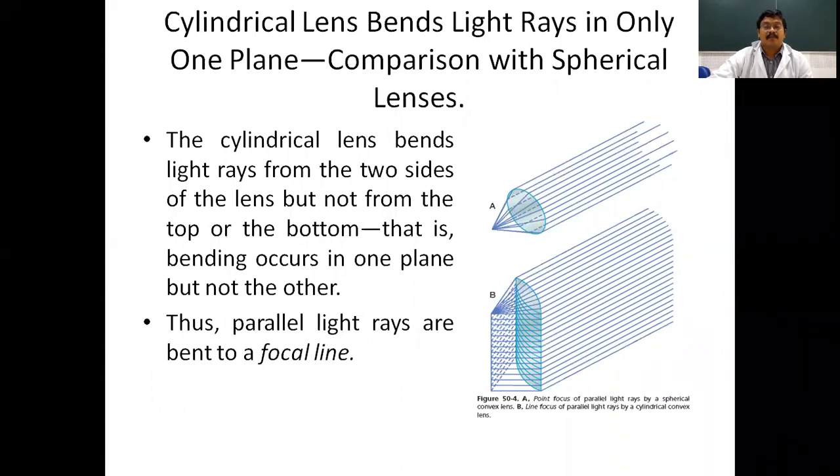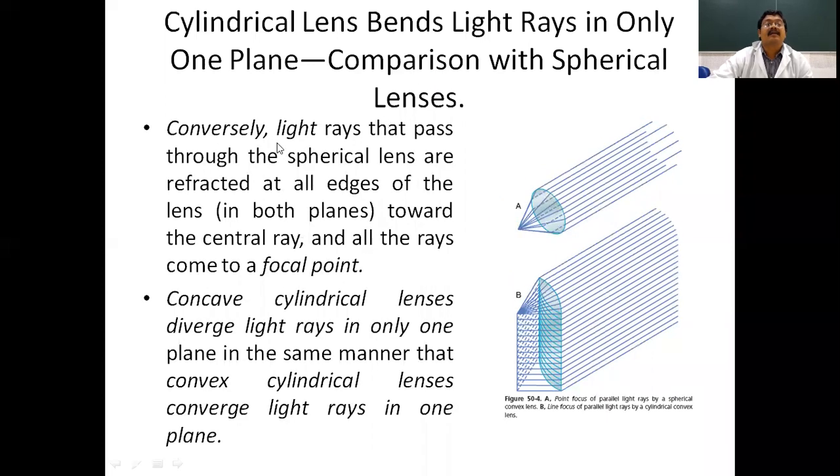Another point regarding the cylindrical lens: the cylindrical lens will cause convergence in only one plane compared to the spherical lens. This is the spherical lens. The cylindrical lens bends the light rays from two sides of the lens, but not from the top or bottom. It forms a focal line. When you see the spherical lens, it forms a focal point. This is the focal point. This is a focal line whenever you have the cylindrical lens.